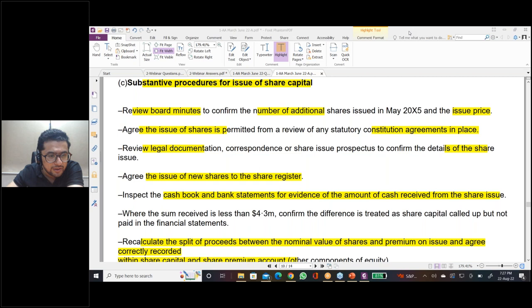Okay, source to ledger. When it comes to statement of financial position, it's about existence and completeness. When it comes to profit or loss account, it's about occurrence and completeness. These are the things which you could do the other way around. In the past paper solution, sometimes the assertion is not mentioned because the procedure is too obvious. Otherwise, normally you should come up with the assertion.